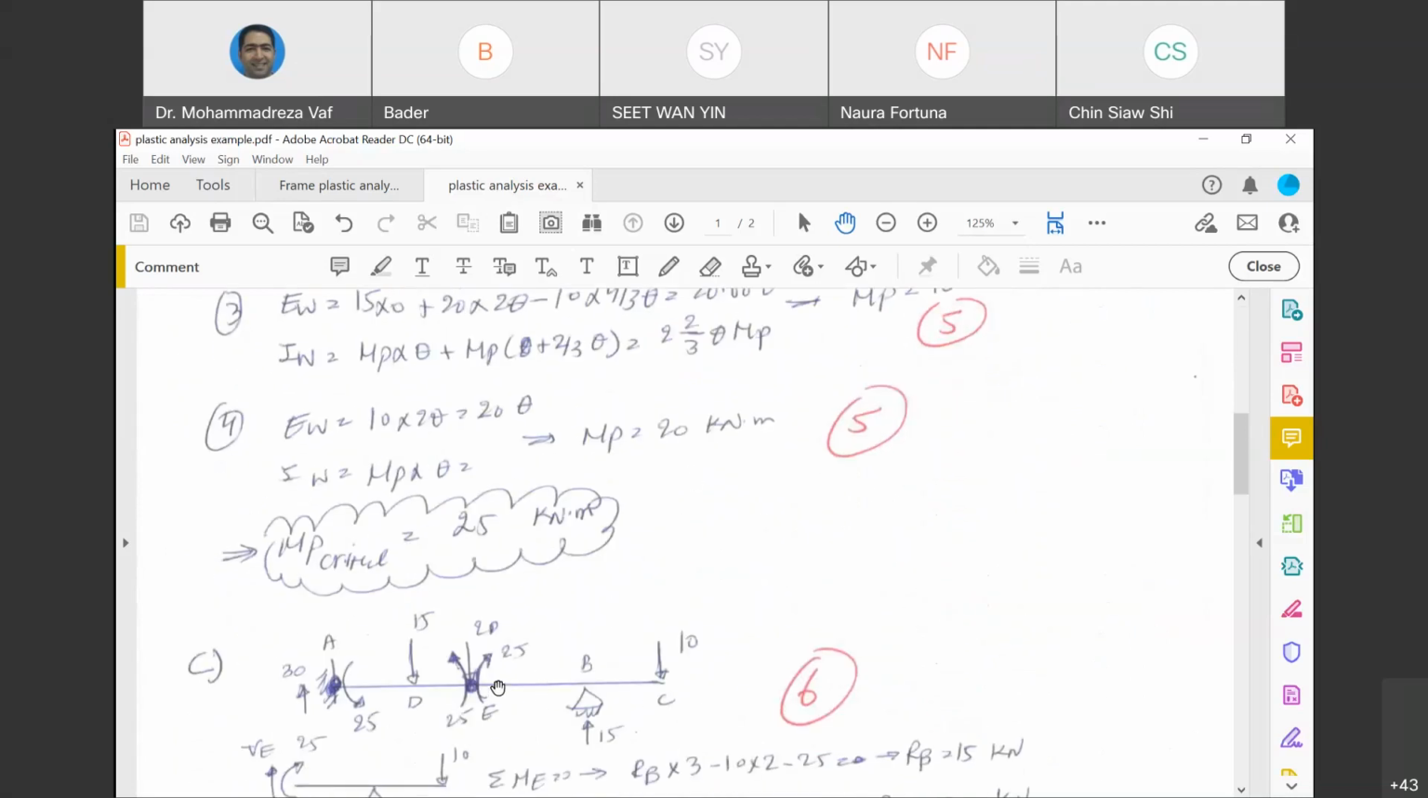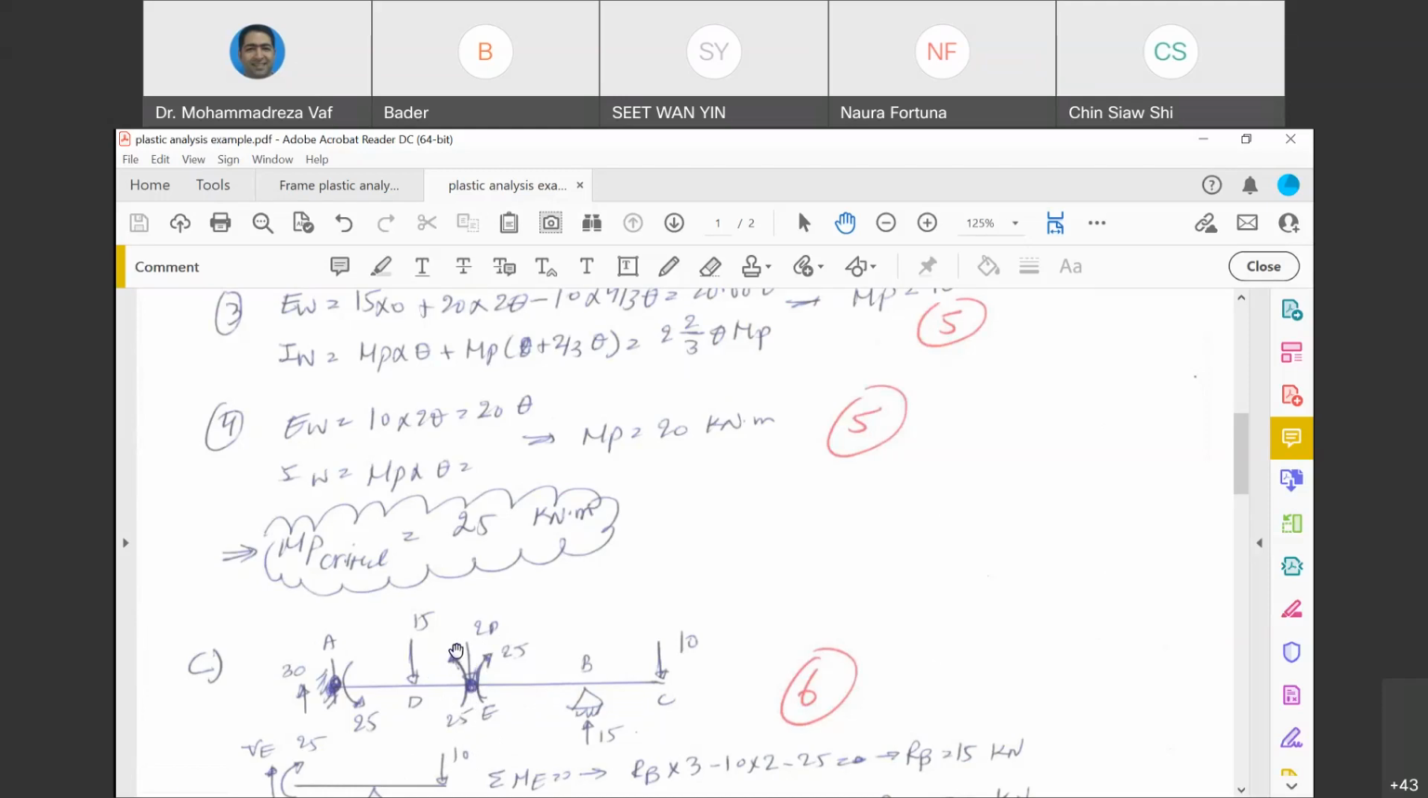Therefore, at the time of collapse, you know that this is your beam. You know that at this location you have a 25 kilonewton meter bending moment, and another 25 kilonewton meter bending moment here. The direction of the bending moment inside your plastic hinge is always opposite to the direction of displacement that occurs during the collapse. Since the beam wants to go down, the direction of the bending moment in the plastic hinge is such that it wants to bring the beam up to its original condition.